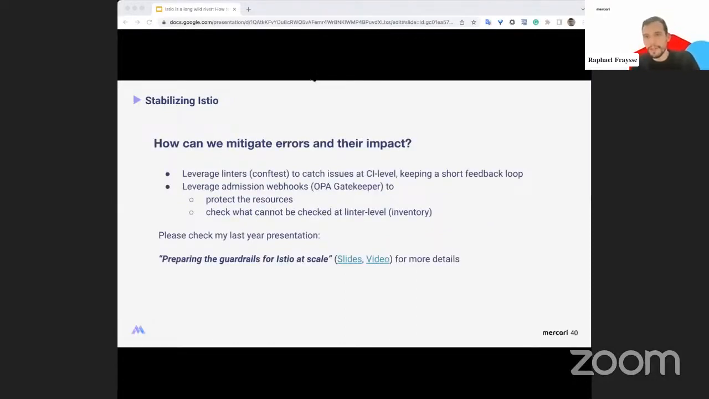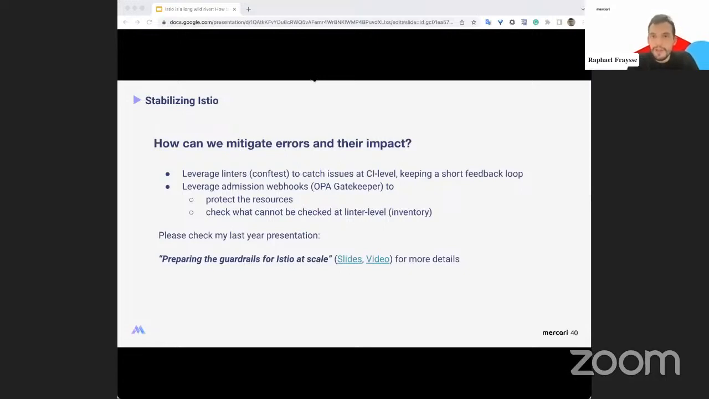So how can we mitigate those errors and their impact? Two things. First thing is leveraging linters with conftests to catch the issues at the CI level and having a short feedback loop.